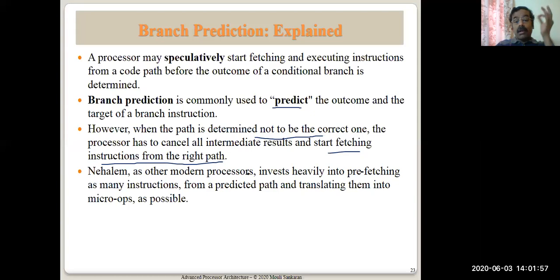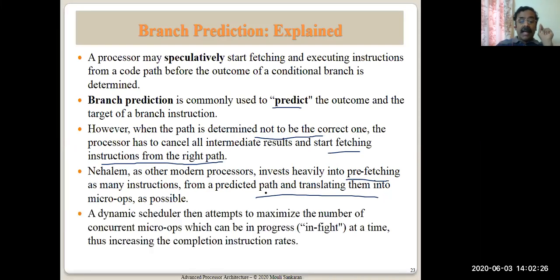Nehalem, like other modern processors, invests heavily into prefetching for speculative execution from a predicted path and translating the instructions into micro-ops as much as possible. So it actually prefetches the instructions on the predicted path and starts executing, processing, decoding, all that, with the hope that it is going to be right. A dynamic scheduler then attempts to maximize the number of concurrent micro-ops which can be in progress at a time, thus increasing the instruction completion rate.